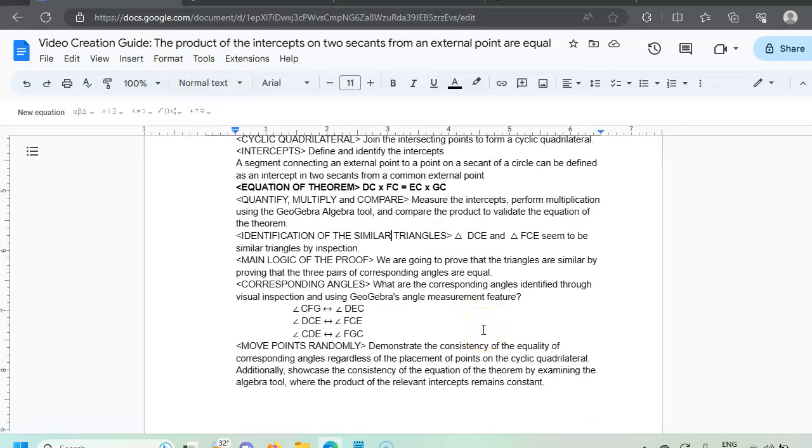Now, what is the main logic of the proof? We're going to prove that the triangles are similar by proving that the 3 pairs of corresponding angles are equal.